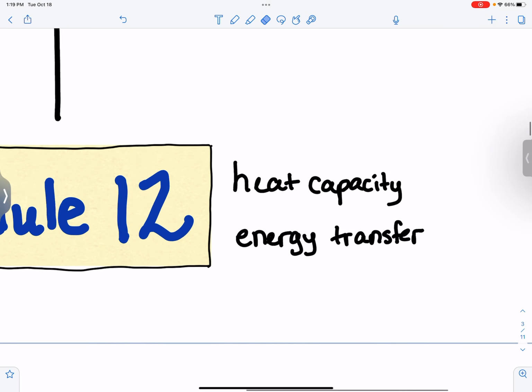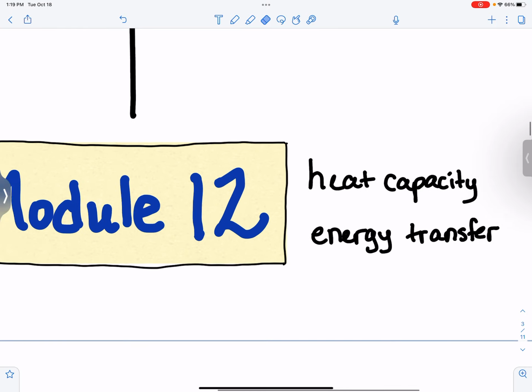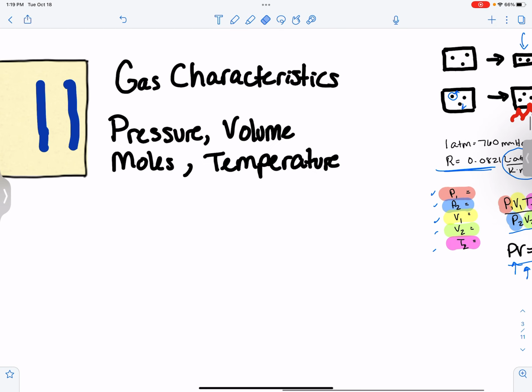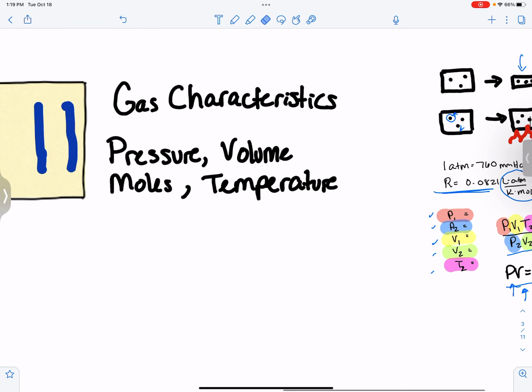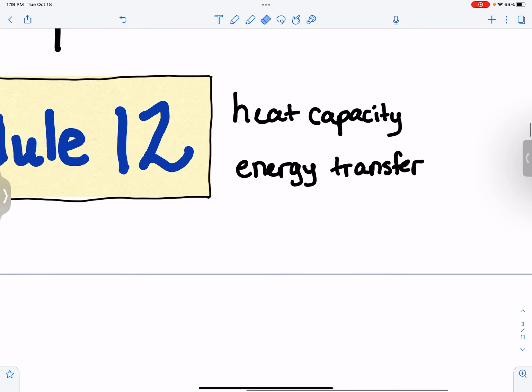And then in this part, you're going to look at heat capacity energy transfer. So like I said, this is a completely different topic. And for example, the quiz that's this week, it only covers molar mass and the gas characteristics. So the quiz is all just gas, even though you will be doing the homework for this one this week. That homework isn't until next week's quiz.